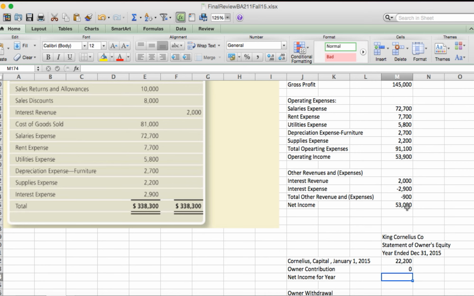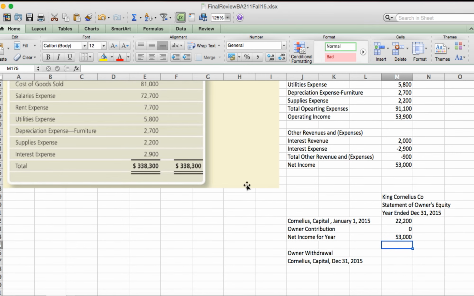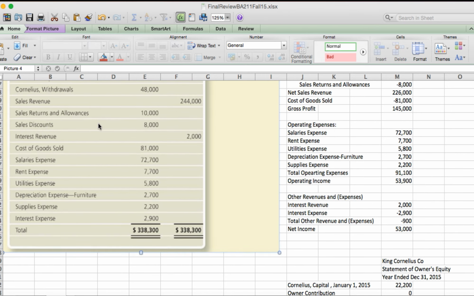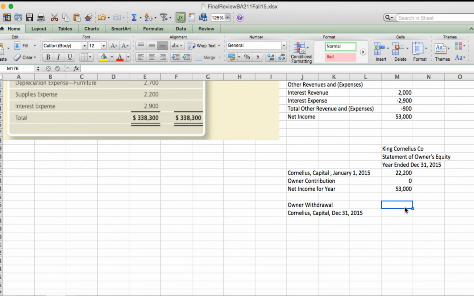Okay, net income for the year we get from the income statement, $53,000. So I'm going to add $53,000. Were there any owner's withdrawals during the year? Yeah, I saw one of those. Okay, right there. Cornelius withdrawals, $48,000. So I'm going to subtract out $48,000 here. And I will add these up, subtract this. And my new balance in the capital account after I've done all of these is $27,200. Okay, so that's what the statement of owner's equity shows.